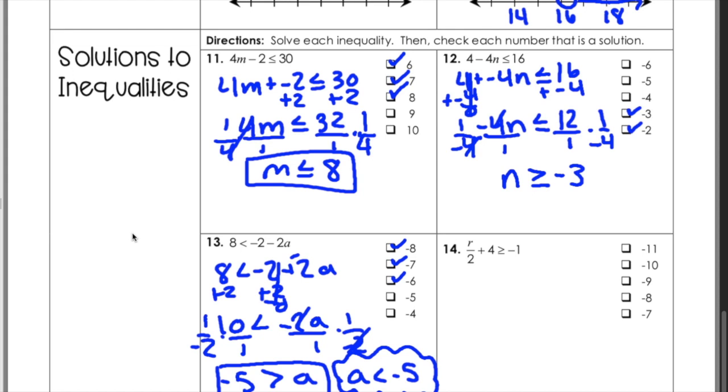So when you're checking which numbers are solutions, just go through and figure out which ones are actually true. You do not have to go back and finish the problems that I did not do. You just have the practice problems for solving two-step equations.